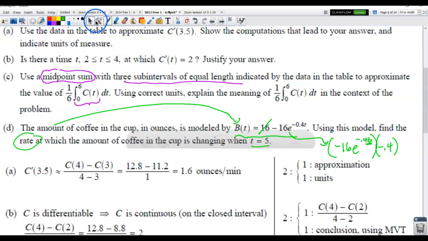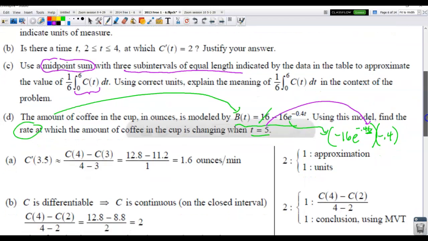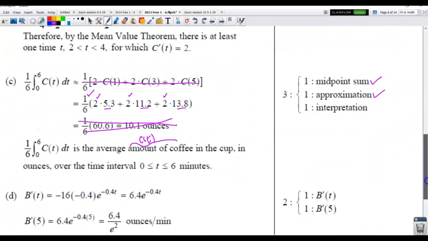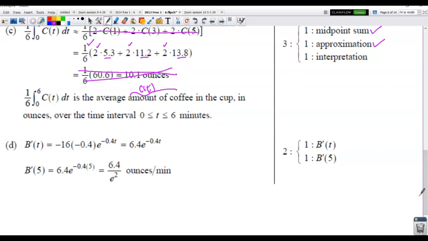And now when we find the rate at 5, all we have to do is substitute 5 in place of t and leave it alone. We do not have to simplify it. We do not have to multiply it. We don't have to do anything to it except substitute the 5. So right here, this would be the answer that I would expect you to leave with your units.